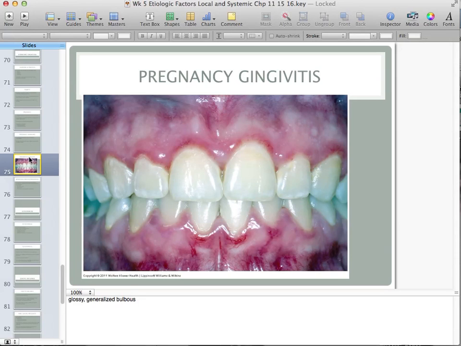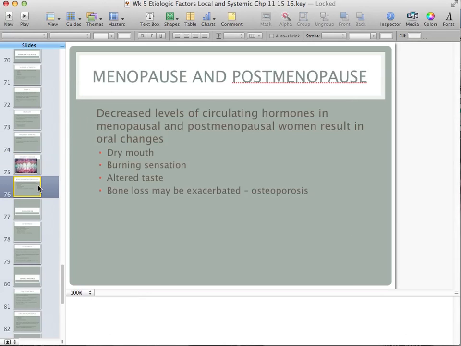Here's a picture of pregnancy gingivitis. It's glossy, generalized, bulbous. You have to be careful because you have a lot of different types of gingivitis. You can have pubertal gingivitis, leukemia or HIV-associated gingivitis, and then that linear gingival erythema line. So you have to be careful when you're looking at the gingiva because it can all look the same.